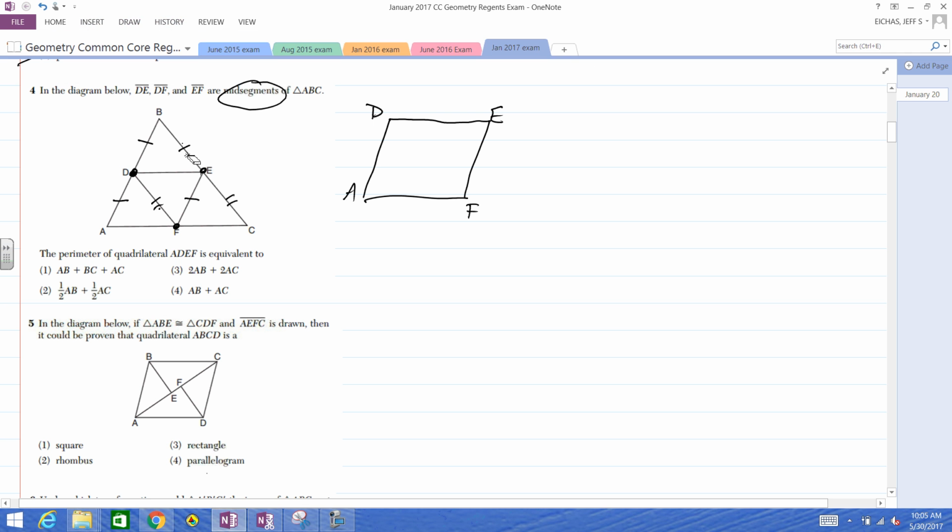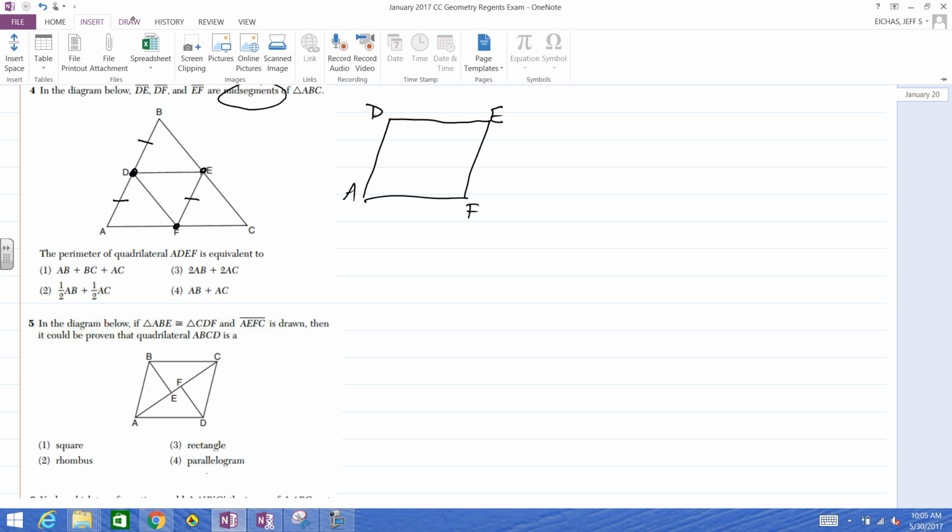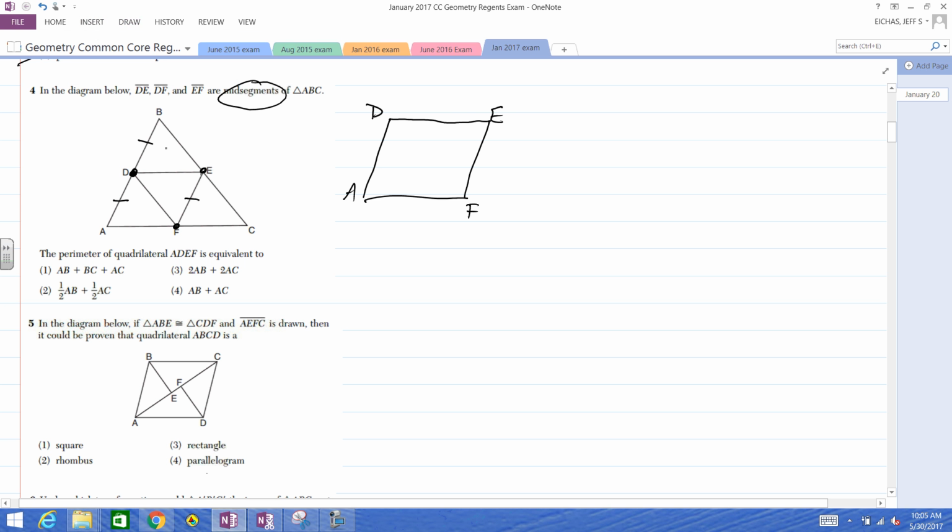Let's try another pair. Because I see where they're trying to go with this. All right. So basically, this whole thing right there, AB, is essentially going to be equivalent to these two added together. So AB is going to be the same as AD plus EF. Okay, if you can see that.